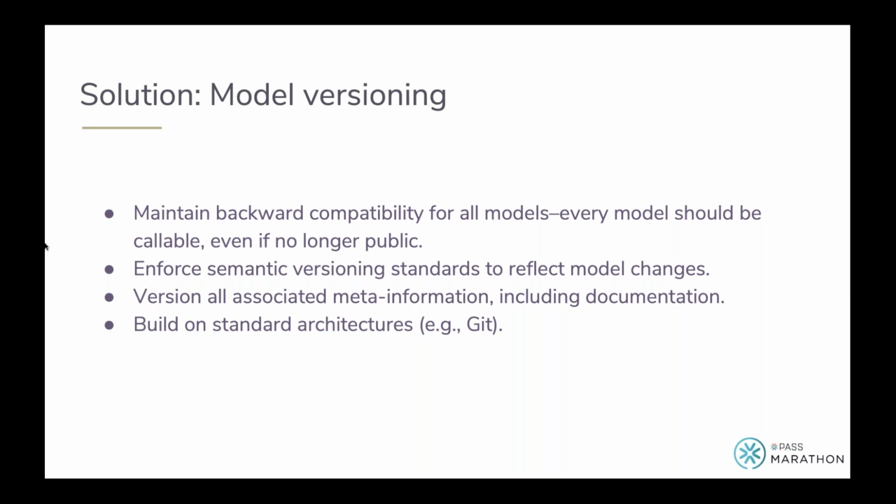We want to really enforce semantic versioning. So let's borrow from the best things of the API and development world and bring them to the world of data science. We want to be able to version all the associated metadata and information, including the documentation. And then let's use some standard architectures that allow for this really well. We've been advocating for a while that using Git as a way of versioning and productionizing machine learning code and machine learning models is something where we already have workflows for it, and it works really well. So we should borrow the best from the API world, from the development world, and bring it to analytics.